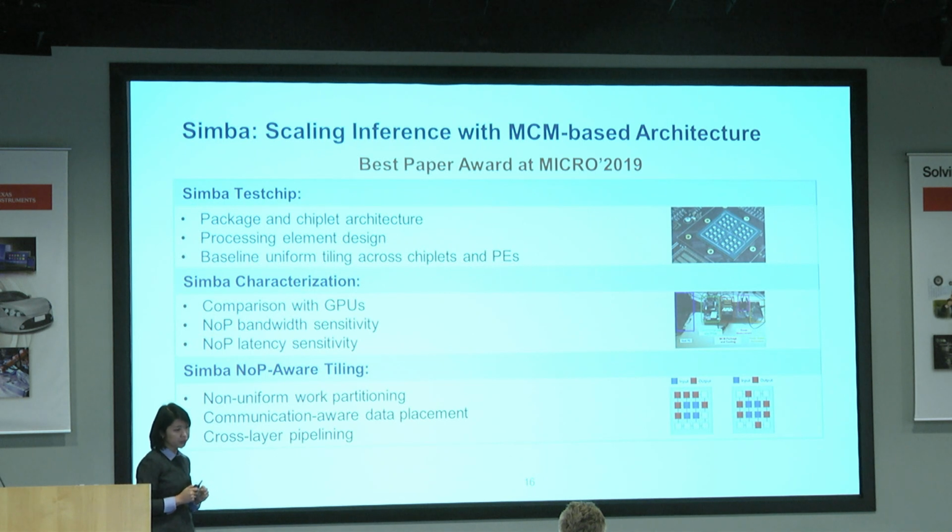So with that, today I'm going to talk about our paper, Simba, which is the first multi-chip module-based deep learning inference accelerator that we designed, implemented, and fabricated 2 years ago. In today's talk, I'll first briefly talk about the Simba test chip, focusing on the package, chiplet, and processing element architecture. I will also talk about some of the characterization that we did with our prototype, highlighting the implications of the non-uniform latency and bandwidth coming from the network package in our system. Finally, I will talk about some of the optimizations that we can do in terms of mapping computation to our hardware, and some of our measured results on that front as well.